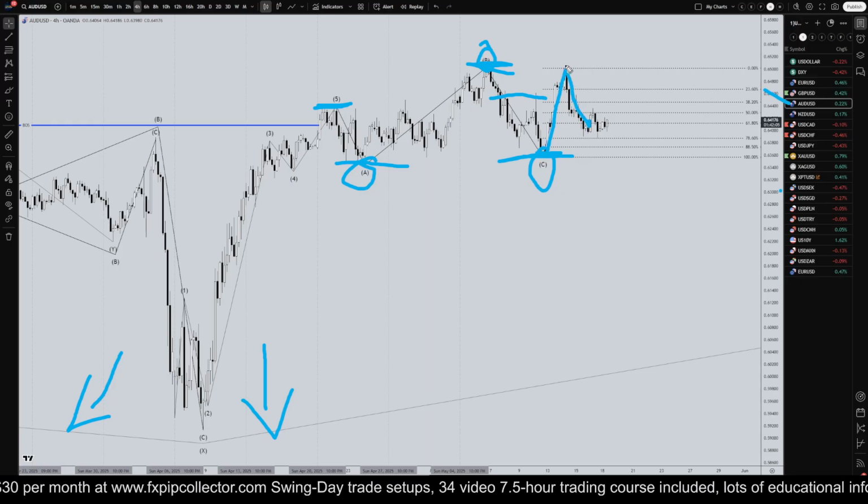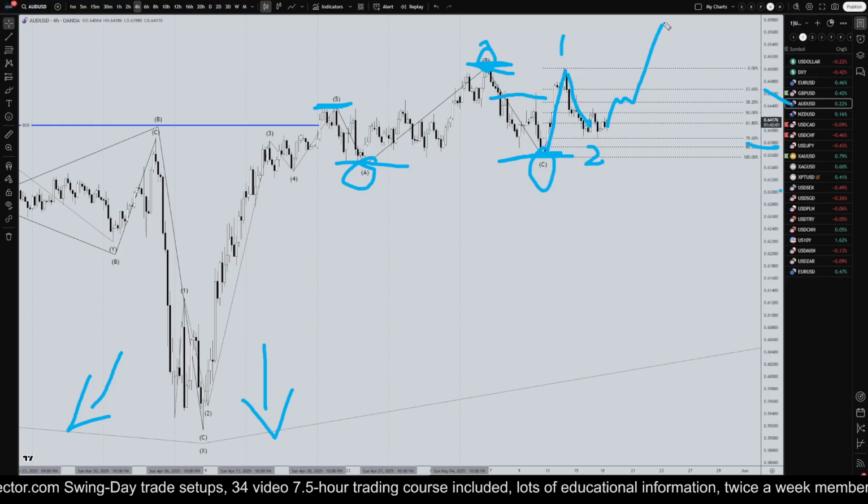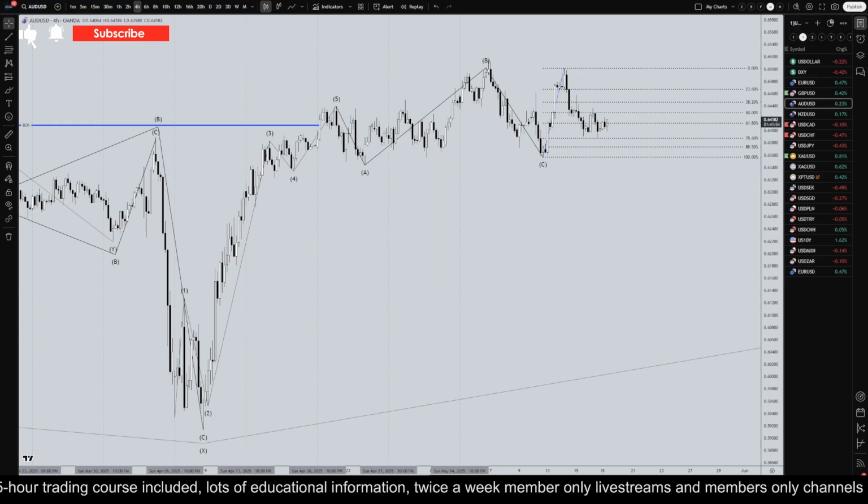I think this right here is like a wave one. This is a wave two. Nice 78% fib bounce. I think this is going to start making its way up in an impulsive move for a wave three, most likely taking out the previous highs.